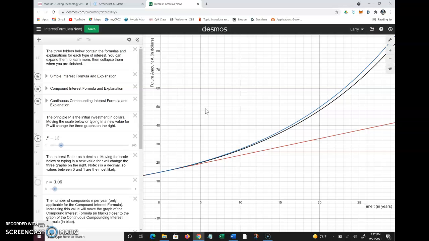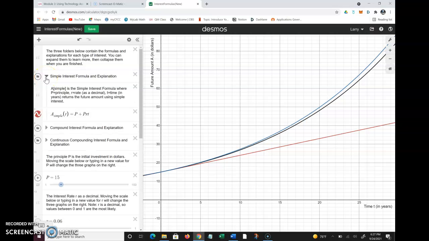So what we have here is a worksheet that's going to compare three types of interest: simple interest, compound interest, and continuous compounding interest. On the left we have the input bar, and you can see I have written up notes for those who are using this to explain what's going on. Each of my three folders contains the formula that I have typed in, and that is graphed on the right hand side, along with an explanation of the names and all of the inputs or variables that are used.